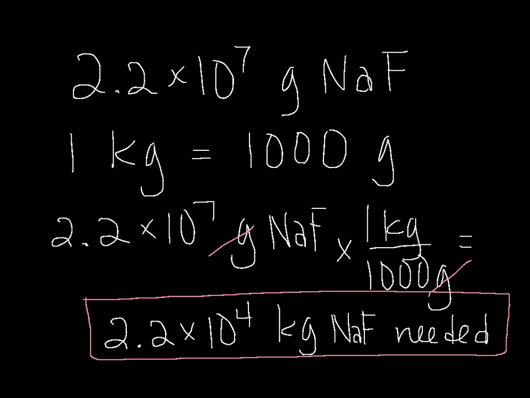And the original question asked you to calculate how many kilograms of sodium fluoride you would need, so we just need to convert using this factor right here. So we cancel out our grams. 1 kilogram is equal to 1,000 grams of fluoride, or of anything really. Cancel out our grams and we're left with 2.2 times 10 to the 4th kilograms of sodium fluoride would be needed.